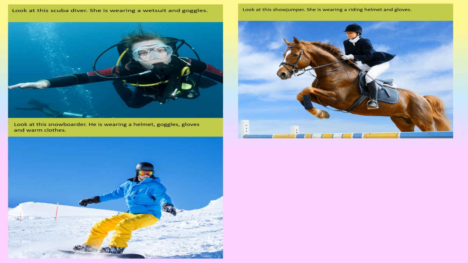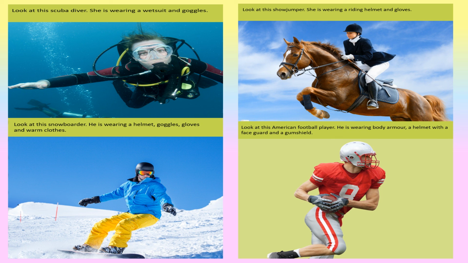The snowboarder is wearing a helmet, goggles, gloves, and warm clothes. A helmet protects his head. The goggles protect his eyes. The gloves and the warm clothes protect his hands and his entire body.